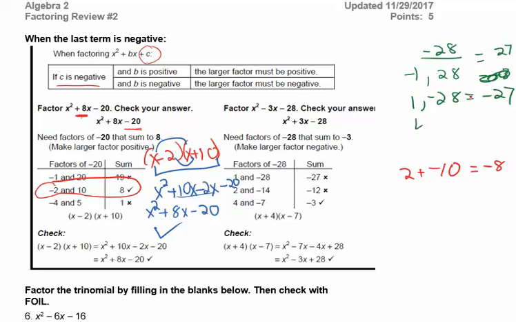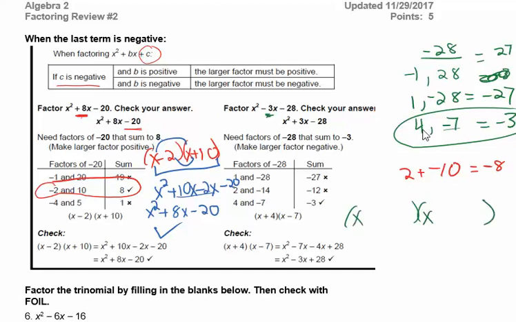We could do 4 and 7. Now I know that I need a negative here, so let's put the negative on the larger factor. Then when we add them, we'll get our negative 3 like we wanted. So we found the right factors, and then you're ready to fill in your parentheses: x, and then a plus 4 because that's a positive, and a minus 7 because that's the negative. And then we check with FOIL and make sure that it works.